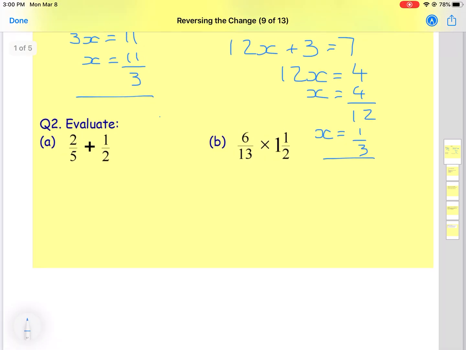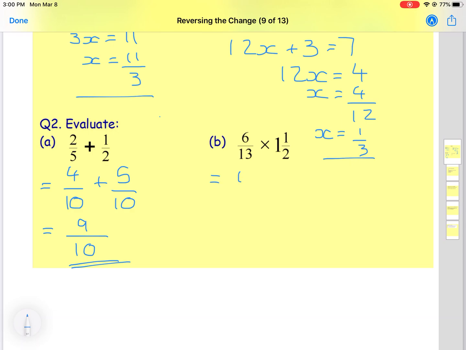Question 2. In order to add fractions, we need to have the same denominator. So in this case, our common denominator will be 10. We have multiplied the first fraction by 2 to get the 5 up to 10. So do the same to the top of the fraction, becomes 4 over 10, and applying the same process to the second fraction makes it 5 over 10. Therefore, the resulting fraction is 9 over 10.